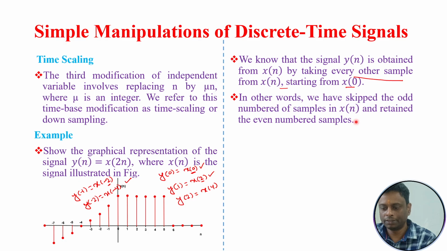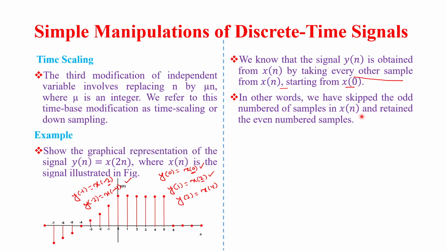Let us see this on the diagram. So this is our y of n, which is x of 2n. We have skipped the odd number samples and returned the even number samples. So for the even number samples, you can see minus 6 gives minus 3, similarly minus 4 is there, then 0, and minus 2 is there. So y of 1 equals x of 2, and so on and so forth. So this is the time scaling property.